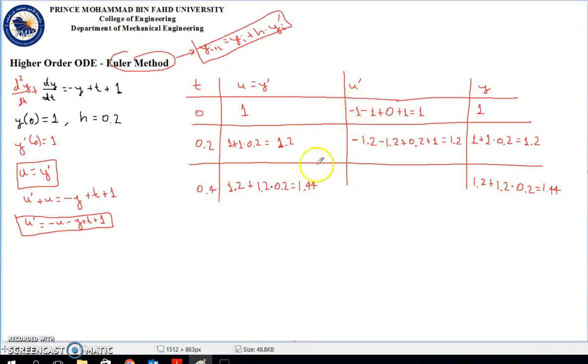And now u prime is minus u, so minus 1.44, minus y, minus 1.44, plus t, 0.4, plus 1, and this equals 1.4. So we can continue in the same way and solve this second order ODE using the Euler method.